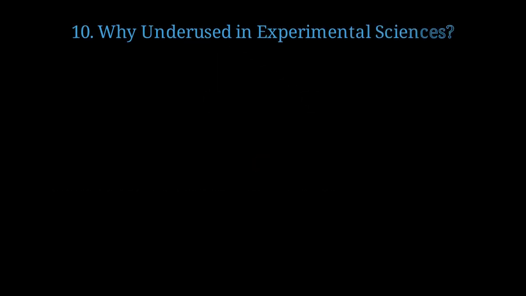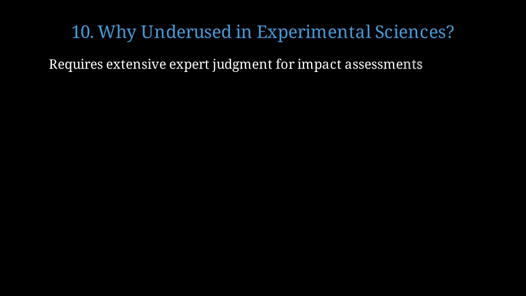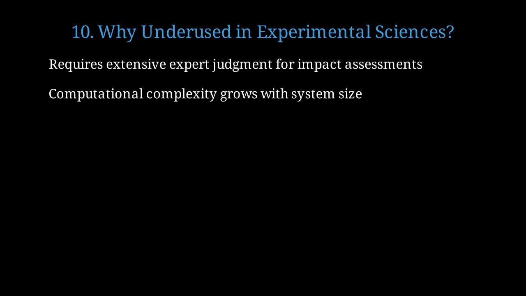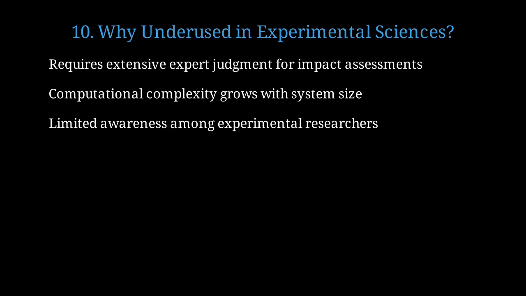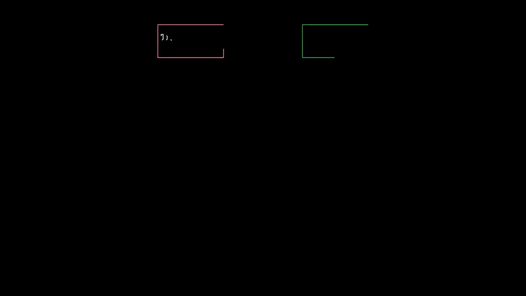Despite its power, CIB remains surprisingly underutilized in experimental research. Why? Building impact matrices requires extensive expert judgment, which can be subjective and time-consuming. As systems grow larger, the computational challenge of finding optimal scenarios increases dramatically. Many experimental scientists simply aren't aware that this methodology exists and could enhance their work. There's a cultural gap between traditional linear modeling approaches and the systems thinking mindset required for CIB.